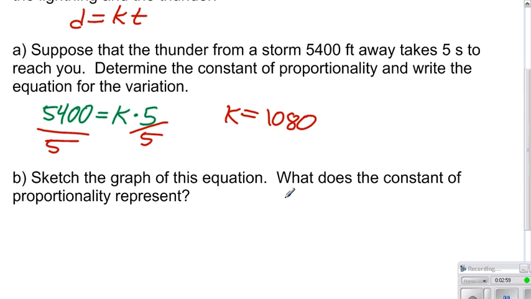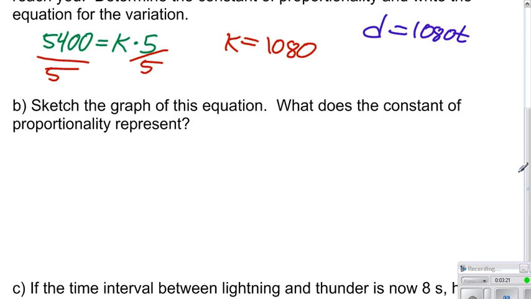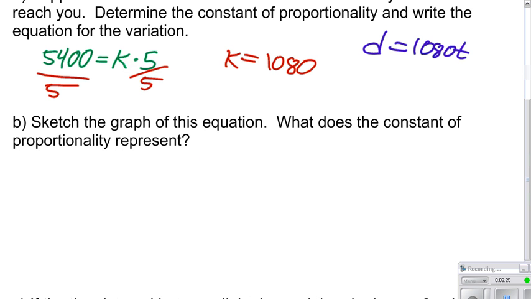Now sketch a graph of the equation. Oh, we still need to write the equation for the variation, so plug that back in. So distance equals 1,080 t. Sketch a graph. What does the constant represent? So our graph will look something like this. Distance and time, and this 1,080 is going to act like our slope, since this is a line. It means it's going to go up 1,080 feet every second.